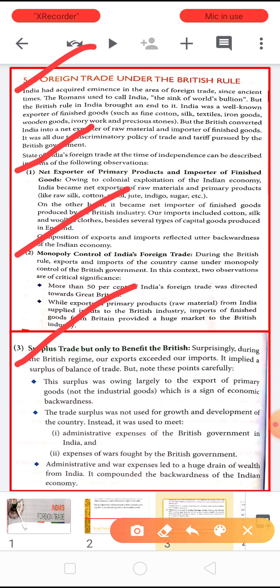As I just said, during British rule India became an exporter of primary products and an importer of finished goods. There was a huge export surplus due to the excess exports, and this excess surplus amount was used to make payment for the expenses incurred by an office set up by the colonial government in Britain. Second, to meet expenses on wars fought by the British government, and to import invisible items. So this is the colonial exploitation of the Britishers during British rule.